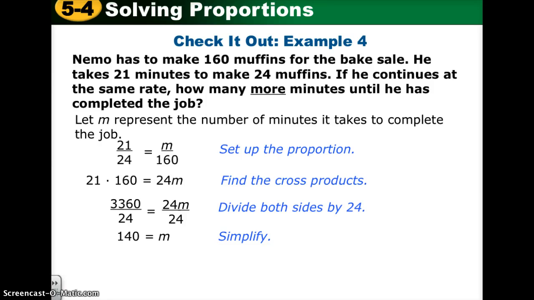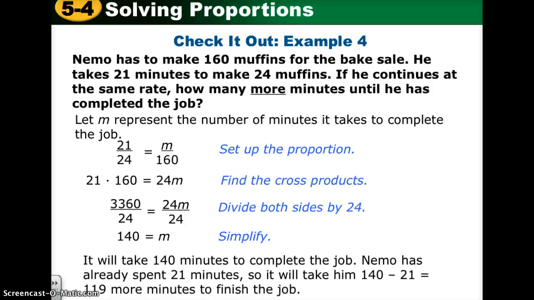The intelligent people that we are, we go back and reread the question. How many more minutes until he has completed the job? Nemo has already started. So Nemo has worked for 21 minutes, so we have to subtract 21 from 140, and it will be 119 more minutes before Nemo's done with the job.